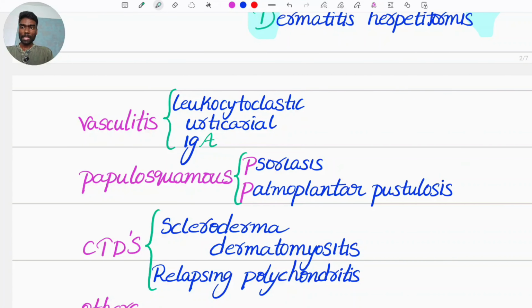Next, vasculitis: leukocytoclastic, urticarial and IgA vasculitis. Here, when we study urticarial vasculitis and IgA vasculitis, the histopathology will be similar to leukocytoclastic vasculitis. That means accumulation of neutrophils within and around the vessel walls. This is the feature in this vasculitis.